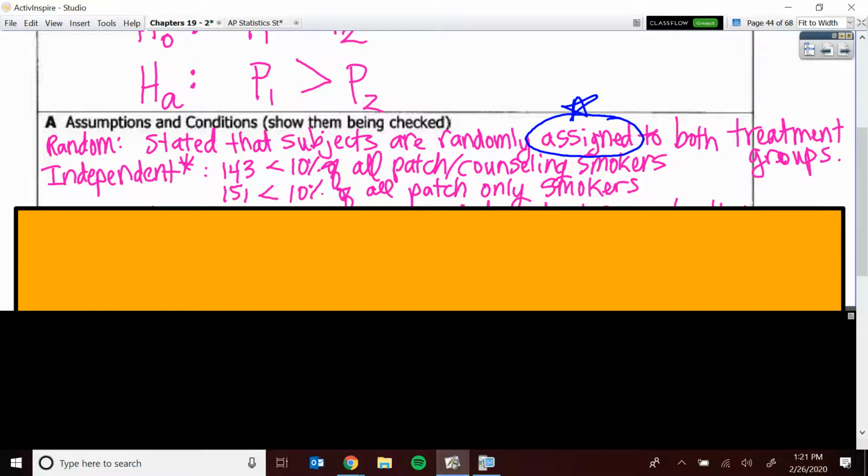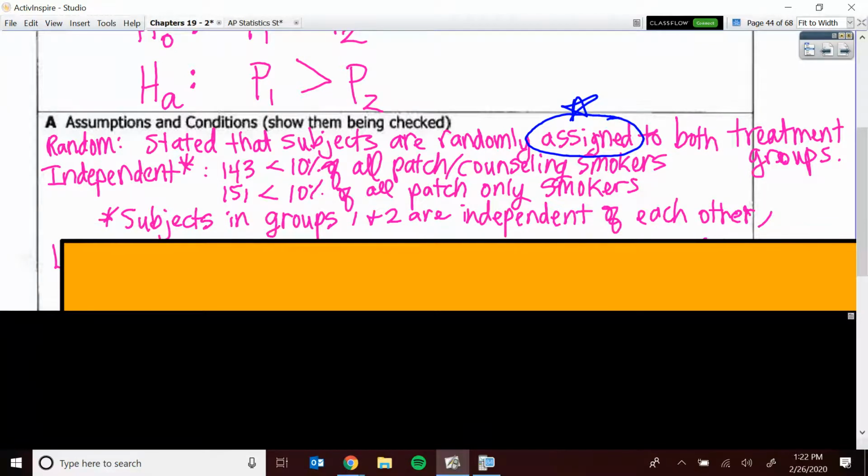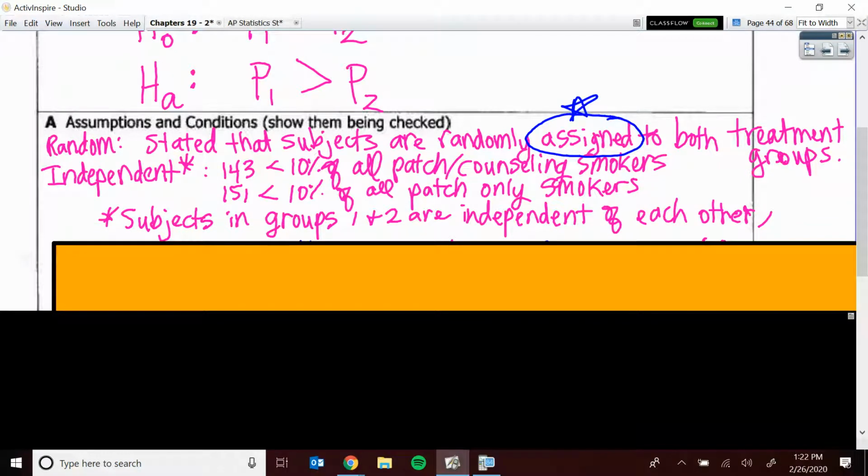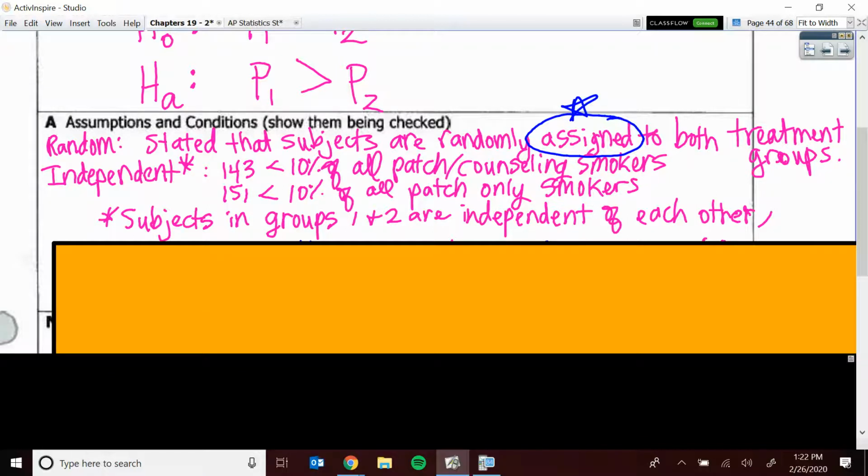All right. What was our extra special independent component we added today? That these subjects are independent of each other. I'm not double counting somebody in both of the groups. So the subjects in groups 1 and 2 are independent of each other. Okay, now what's next? What's left? Large enough. Okay.